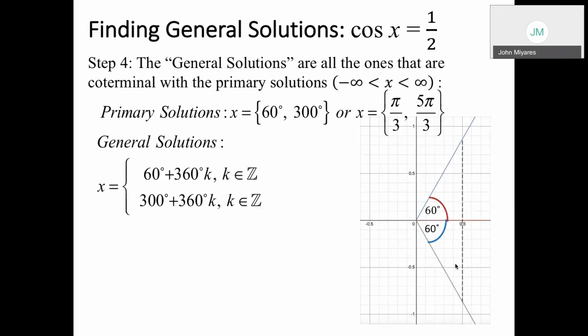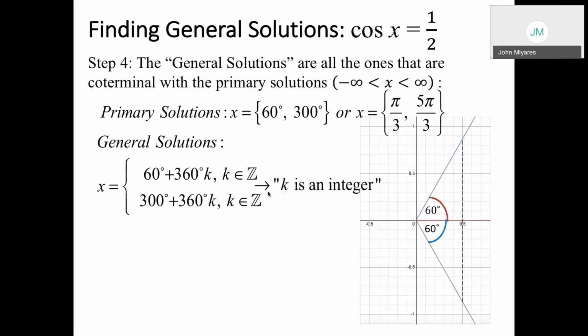What we're going to say is x equals 60 degrees plus 360k, or 300 degrees plus 360k. And then we have this funky notation over here with the k and this bent out e and this double barred z. This notation is a mathematical shorthand that says k is an integer.